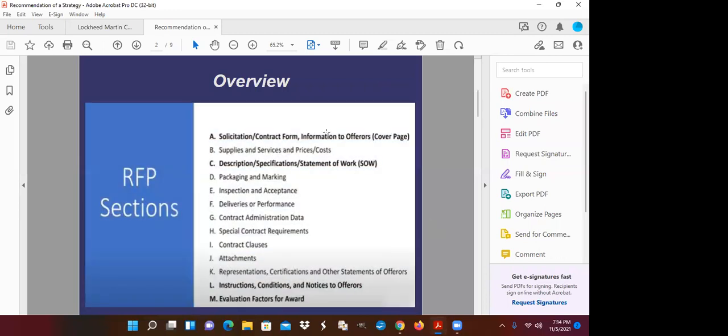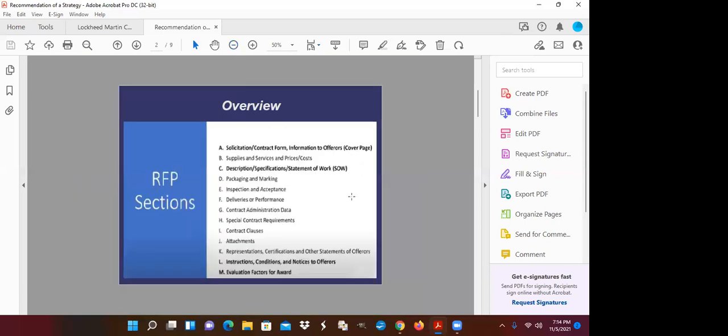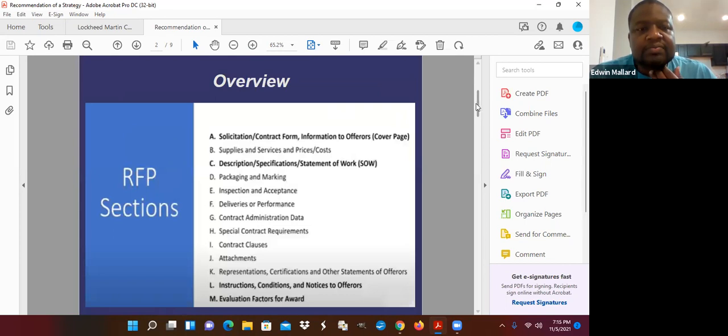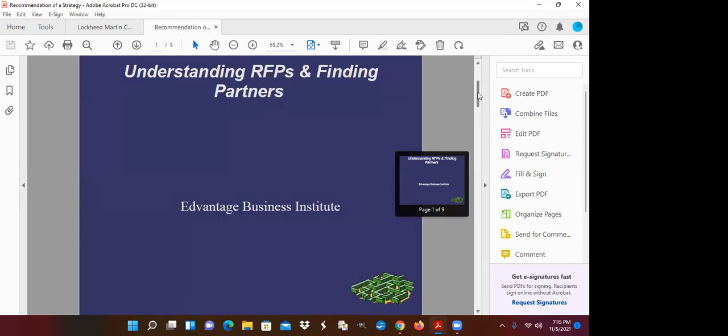So this is the overview basically. I'm trying to move this other thing because I can't see the bottom of this. Well, can everybody see it? Okay. Yes. All right.